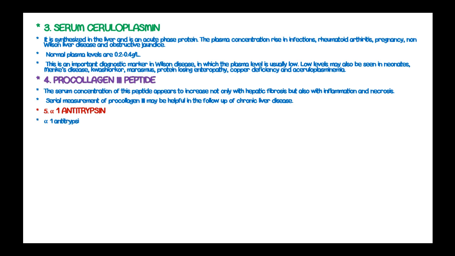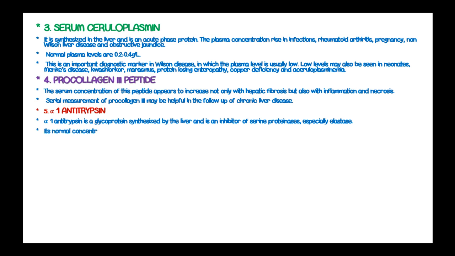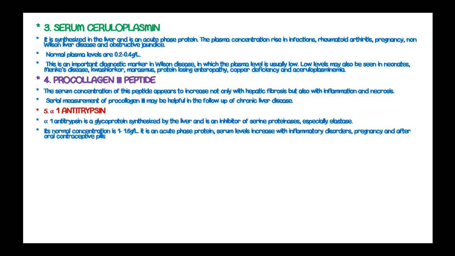Alpha-1 antitrypsin. This refers to a glycoprotein synthesized by the liver and is an inhibitor of serine proteases, especially elastase. Its normal concentration is 1 to 1.6 grams per deciliter. It is an acute phase protein, the same as serum ceruloplasmin. Serum levels increase with inflammatory disorders, pregnancy, and after oral contraceptive pills, that is the combined oral contraceptive pills. Liver disease is usually seen with deficiency of alpha-1 antitrypsin.